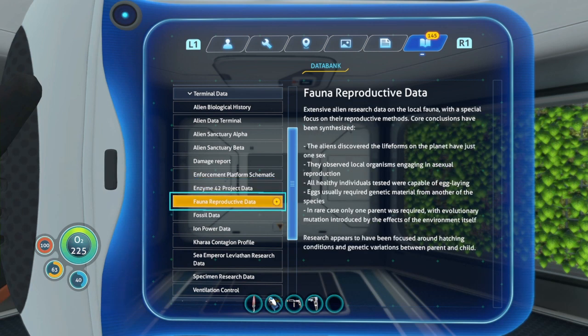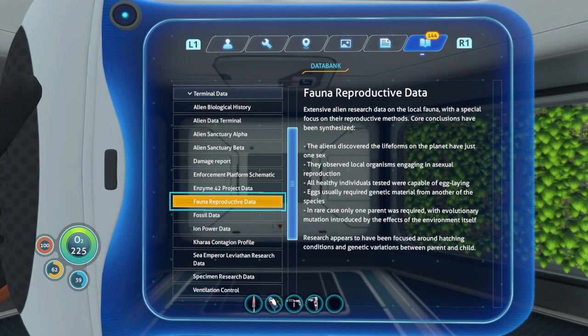Moving along. Fauna reproductive data. I remember this one specifically because this is one of the data I tried my hardest to find, and it was in one of the easiest places to find. I'm still a little angry with myself about this. This you get from collecting a terminal data within the Lost River cache. That's it. That's where you can find it.